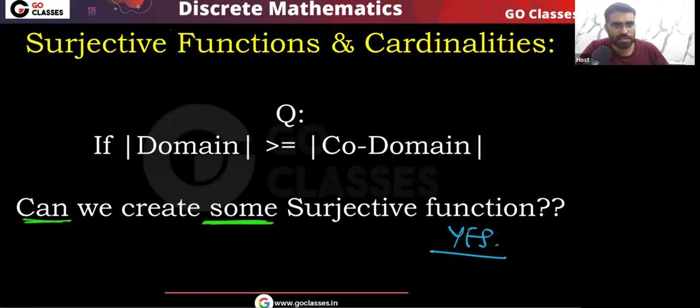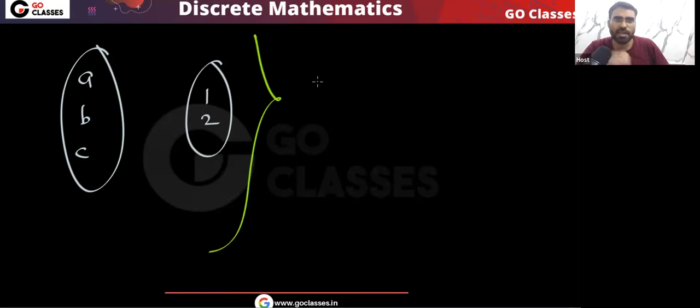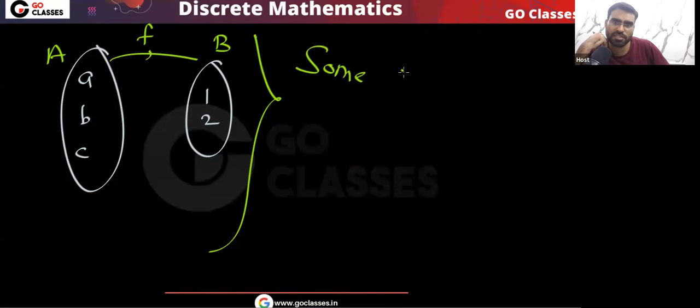Okay, very simple. When the domain cardinality is more, for example A, B, C, and the codomain cardinality is less, now definitely some surjective function you can create. Can I say every function will be surjective? No. I can say some surjective function is there. Some onto function is possible.